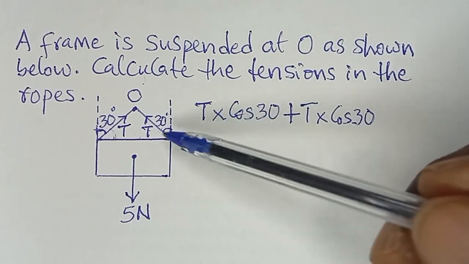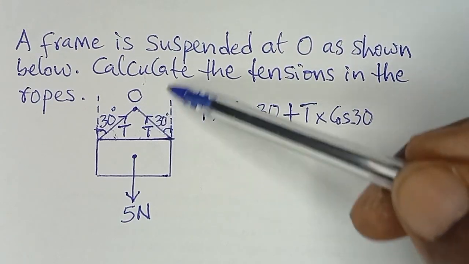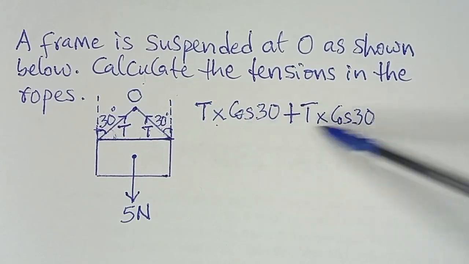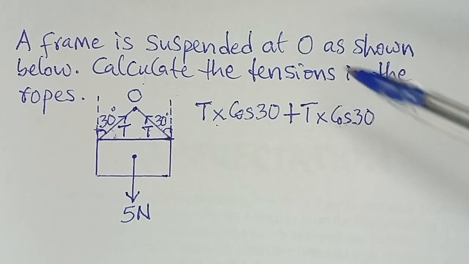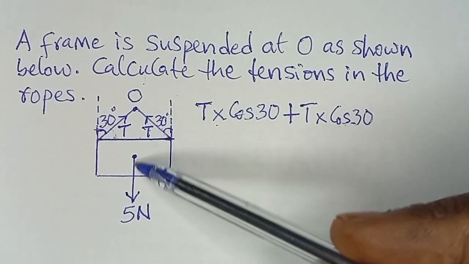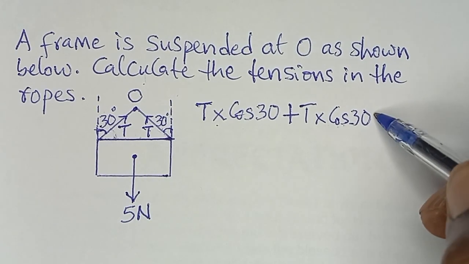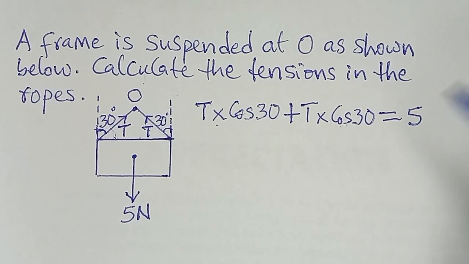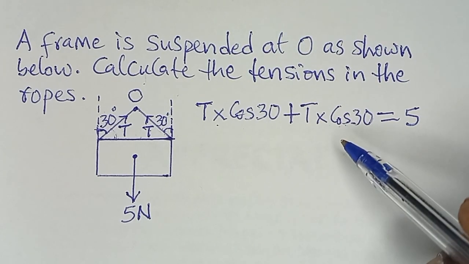So that gives us the total vertical forces. This one has vertical forces. This one has vertical forces. So these are the two vertical forces, added together to give us the total upward force. And that will be equal to the total downward force, which is equal to 5 Newton. That is 5. So we can now solve and get the value of the tension.